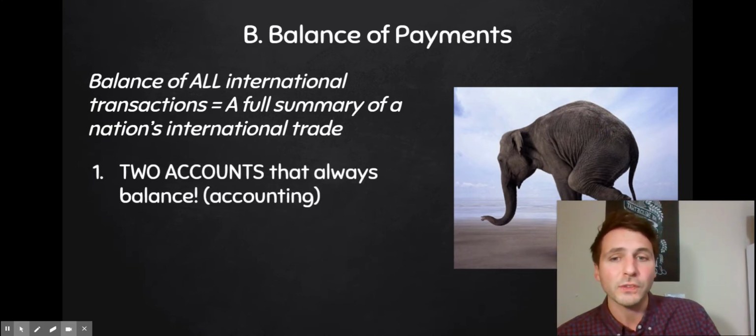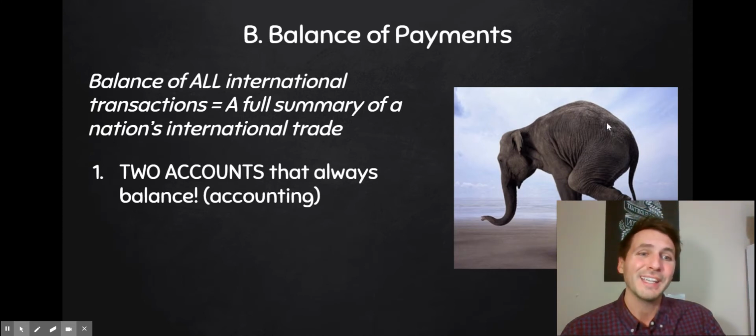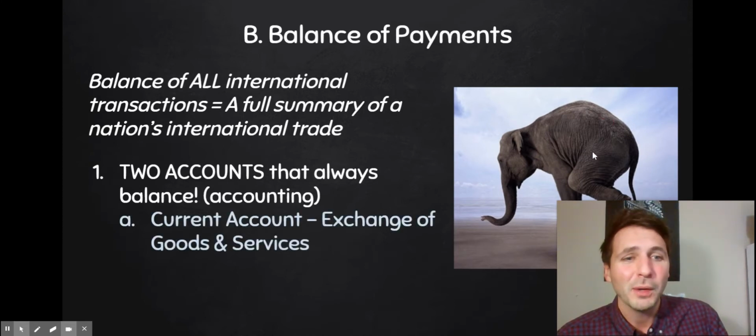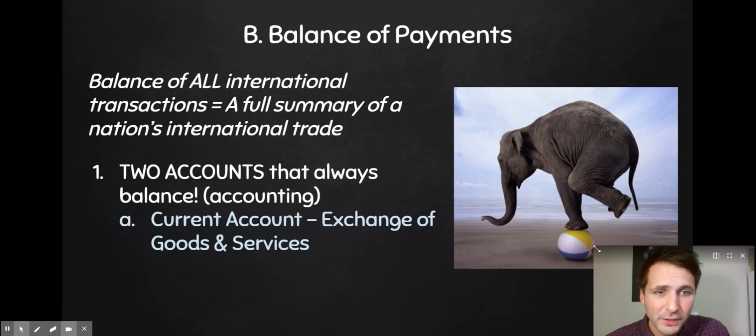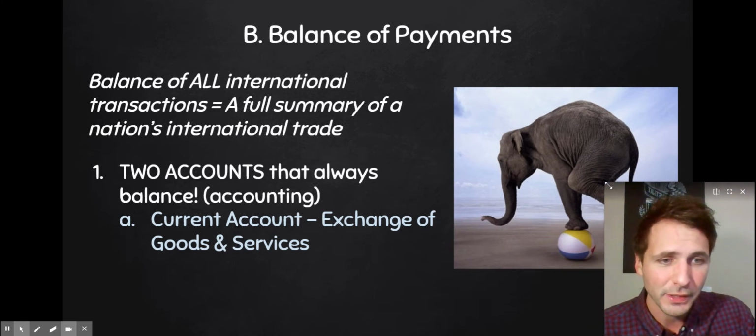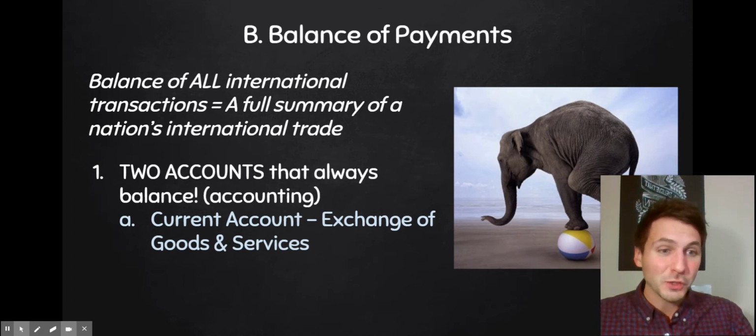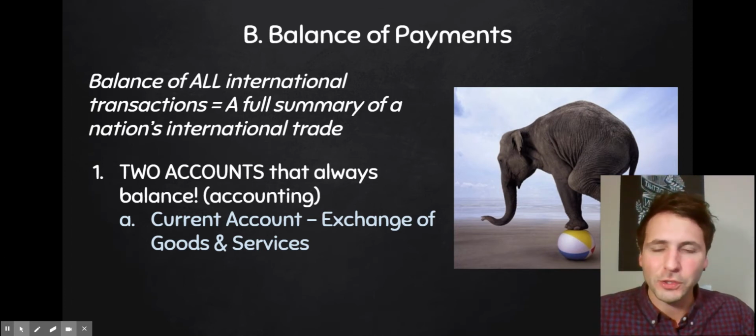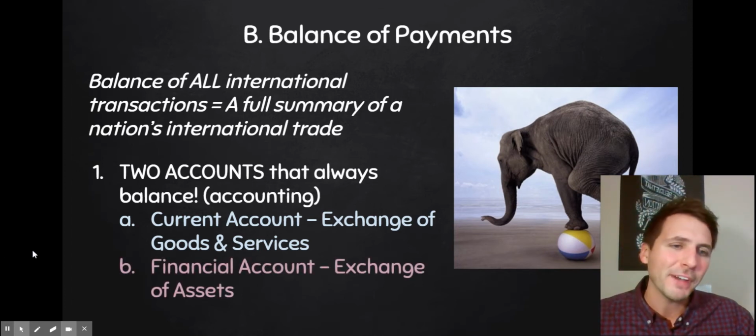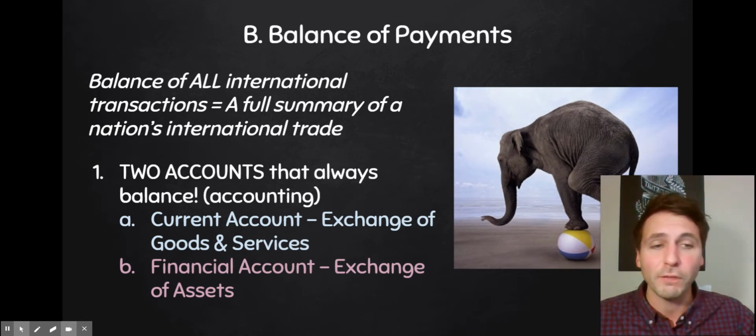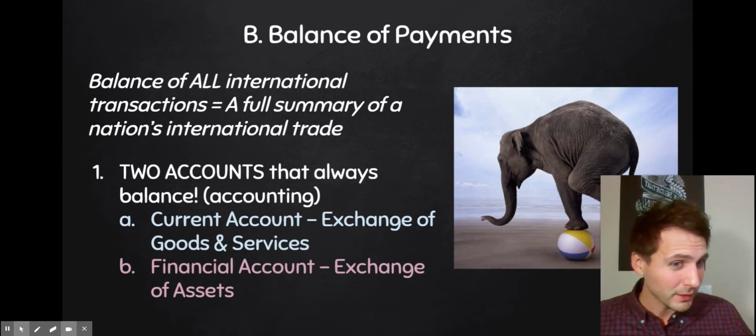Okay, there are two accounts that always have to balance because that's accounting, which is the current account. Current account is exchange. Here, got to show you the elephant. There we go. Exchange of goods and services, right? This is what we normally think of when we think of international exchange. And then we also have the financial account, which is the exchange of those interest bearing assets. And those two sides will always balance out.